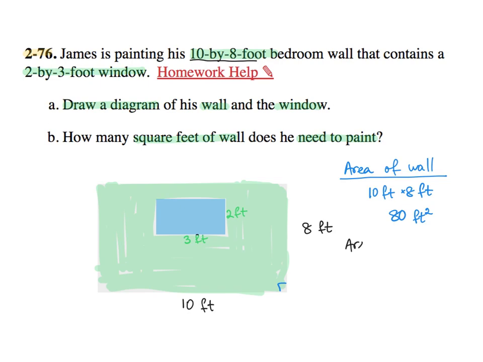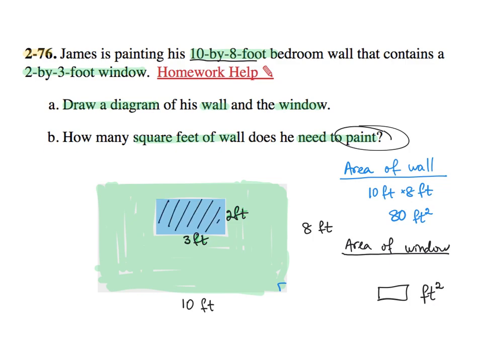Now we don't want to paint the window, so I'm going to find the window's area. The area of the window, go ahead and find it on your own. We have the measurement, 3 feet by 2 feet. You're going to have a number in square feet for the window. Now to find how much he needs to paint, you're going to find the difference. The difference means subtract. We want to have that gap, so nobody would be painting there.